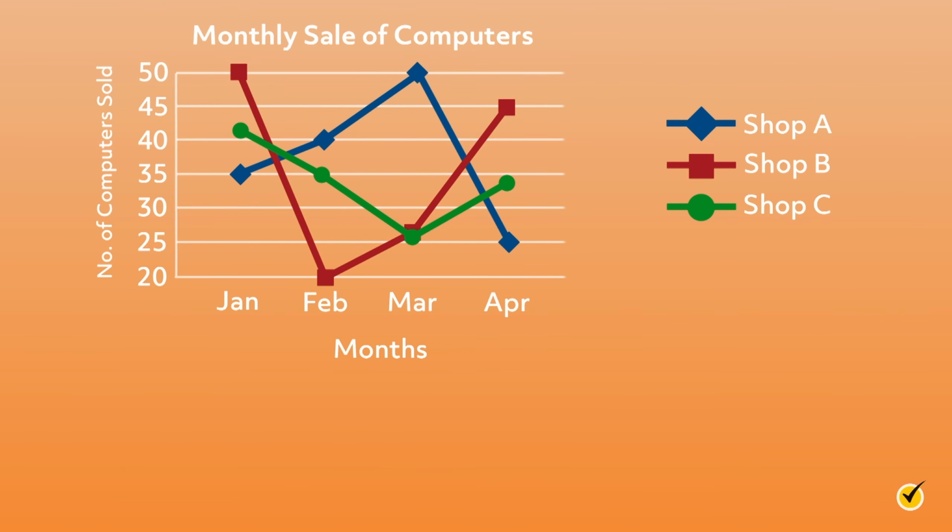I have one last graph for you to analyze. This one is a little more challenging, but I know you can handle it. As you can see, this line graph displays 3 sets of data.